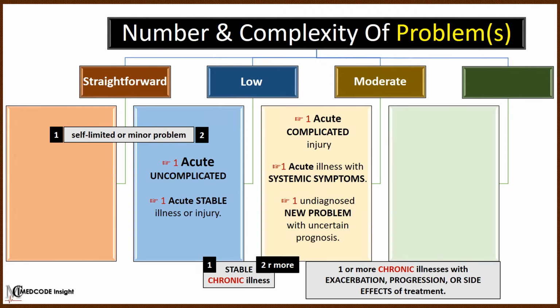In case of two or more stable chronic illnesses, or the patient has one acute complicated injury, or one acute illness with systemic symptoms, or one undiagnosed new problem with uncertain prognosis, or one or more chronic illnesses with exacerbation, progression, or side effect of treatment, the level of problem addressed is moderate.